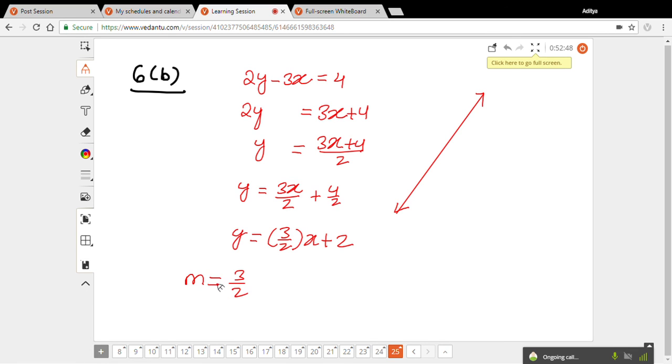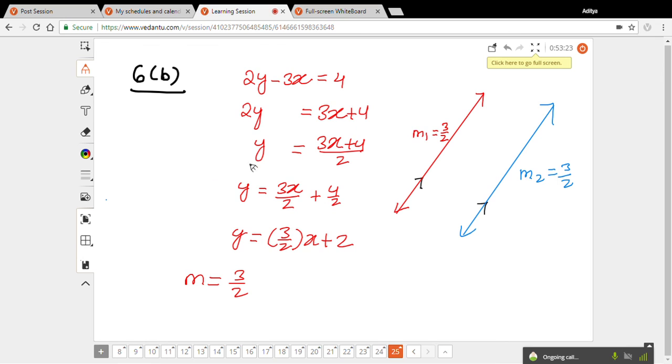Now we have another line which is parallel to the given line. Let's say I assume another line. So one thing is clear, that if m1 is 3 over 2, definitely m2 will also be 3 over 2. Why will it be equal to 3 over 2, can you tell? Because they're parallel, so they're the same. Yes, exactly, because the lines are parallel.